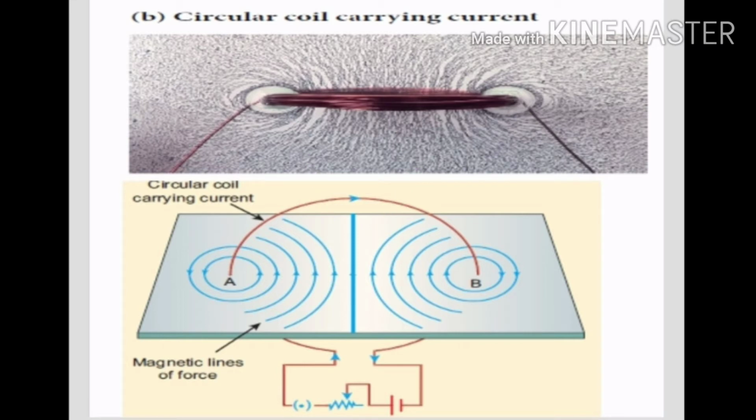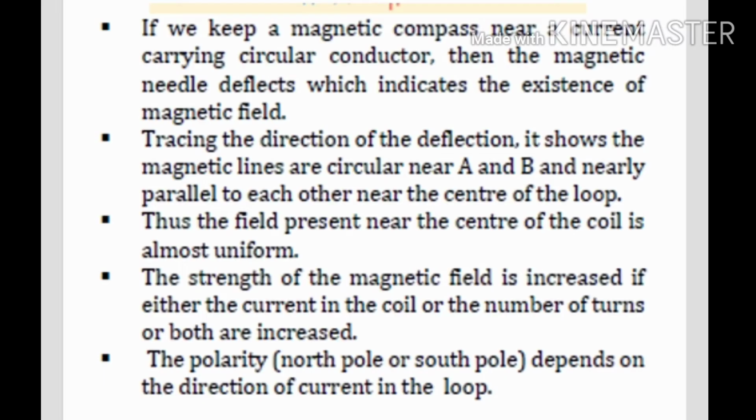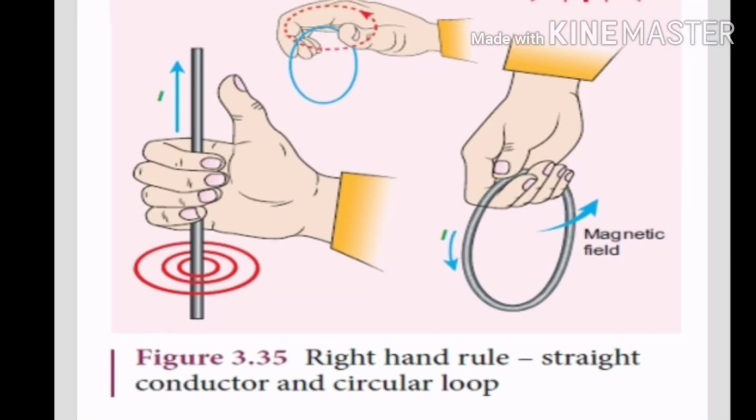The strength of the magnetic field is increased if the current in the coil or the number of turns or both are increased. The polarity is such that the north pole or south pole depends on the direction of the current in the loop. Next one is the right hand rule. If we hold the current carrying conductor in our right hand such that the thumb points in the direction of current flow, then the fingers encircling the wire point in the direction of the magnetic field lines produced.